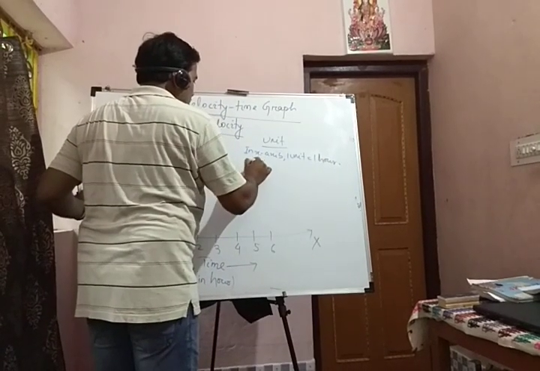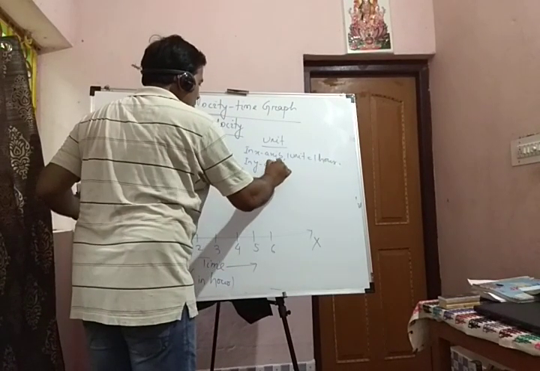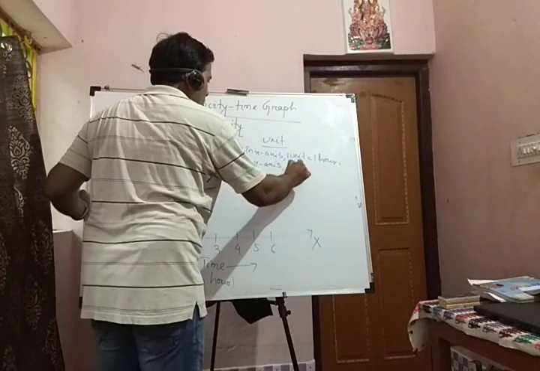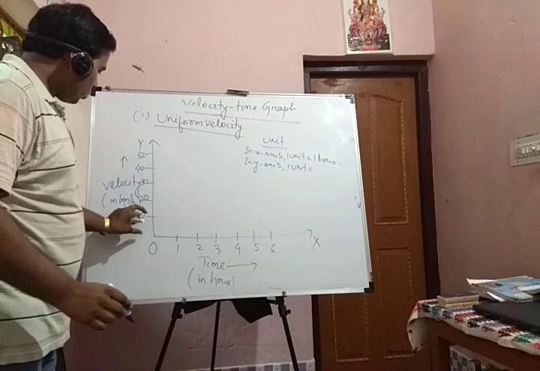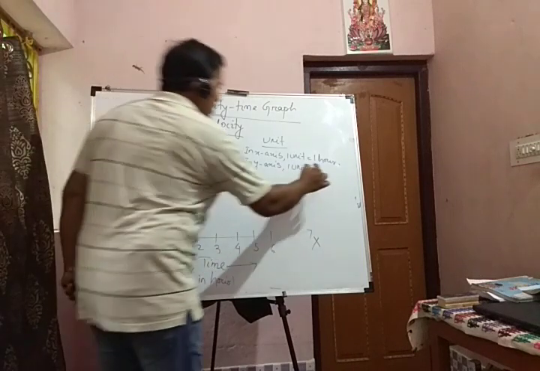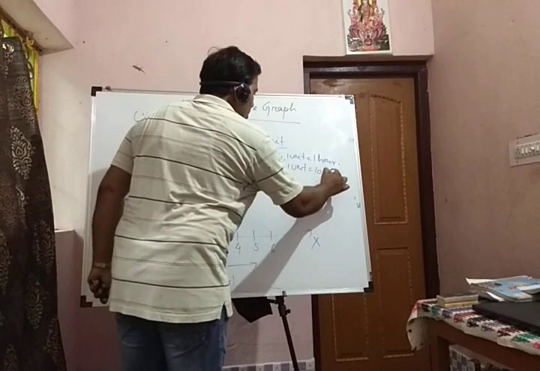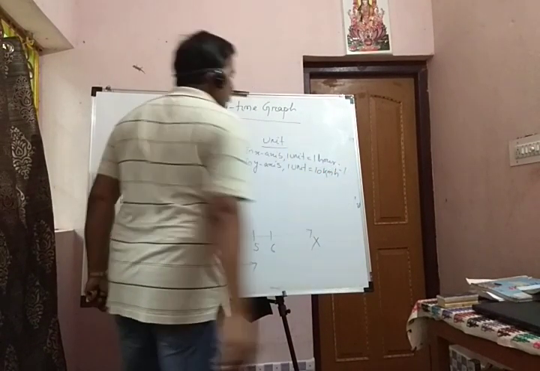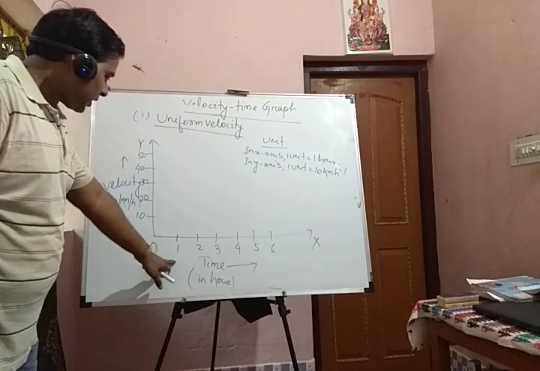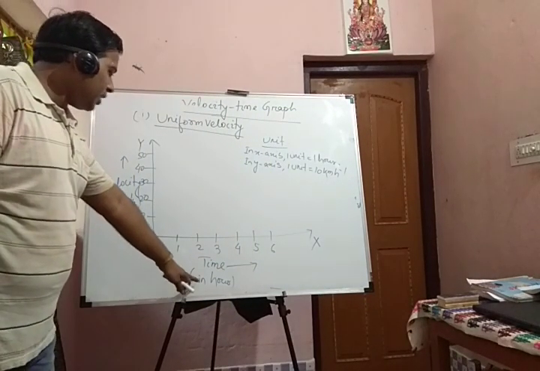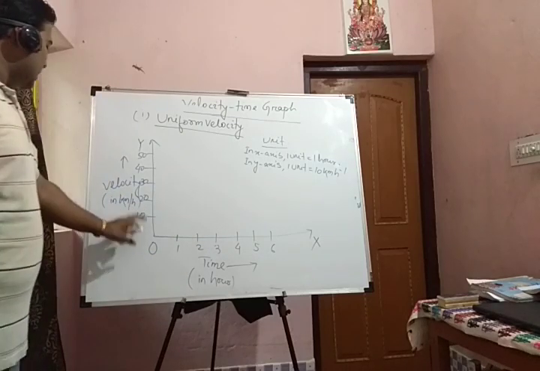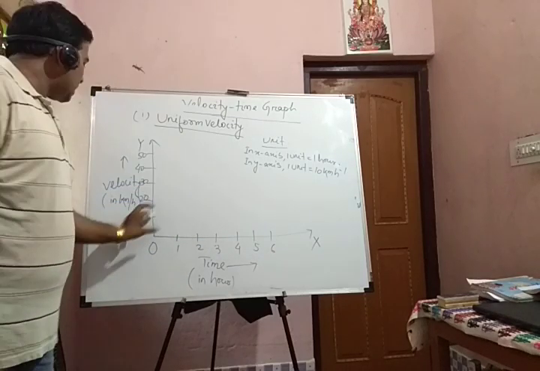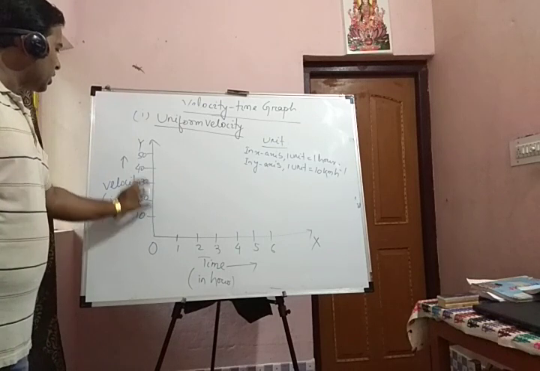In the y-axis, 1 unit is equal to 10 km per hour. In the x-axis we have taken the time in hours, that is 1 unit is 1 hour, and in the y-axis the unit taken is 1 unit equal to 10 kilometers.